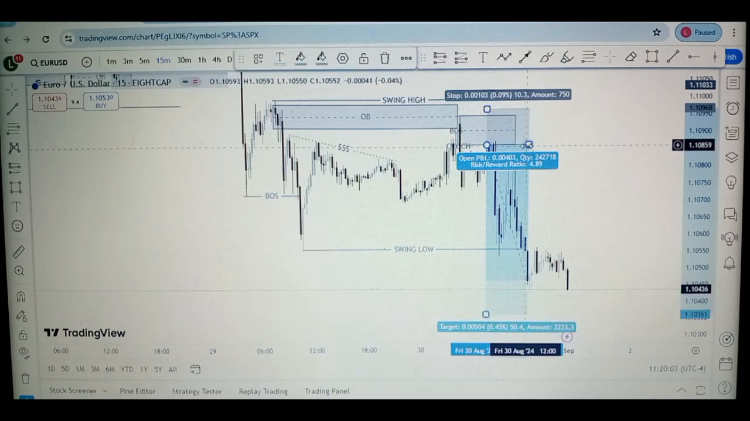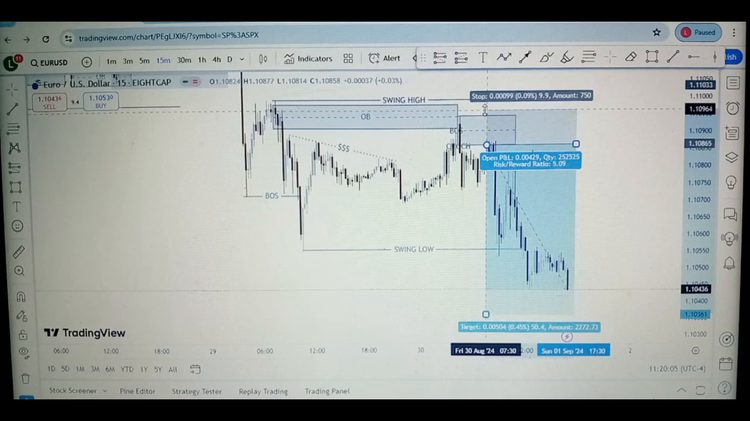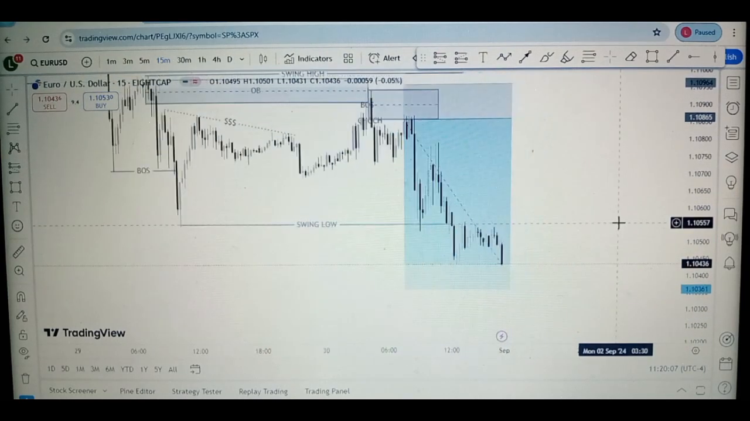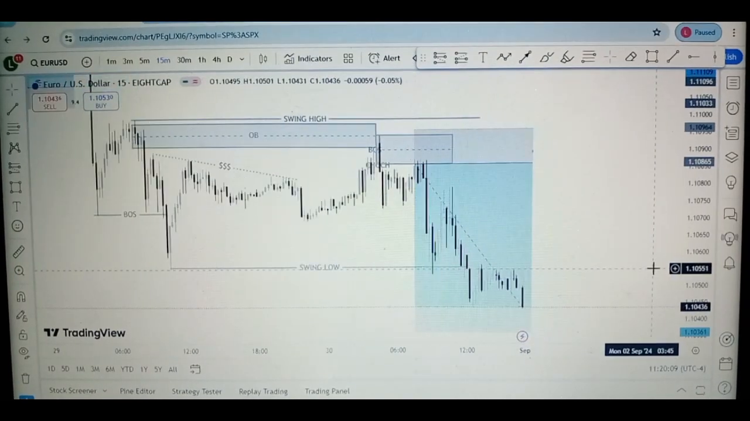We're still in the trade, targeting a 1 to 5 as my full bread and butter. So that's our overall trade we took on Thursday to Friday on Euro US dollar. Go on to GBP USD.